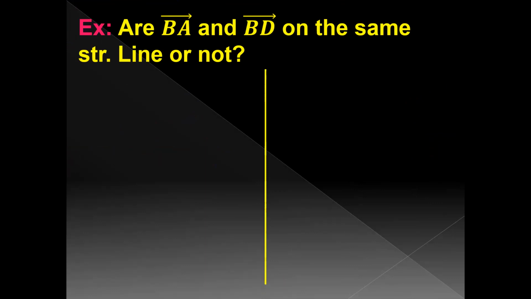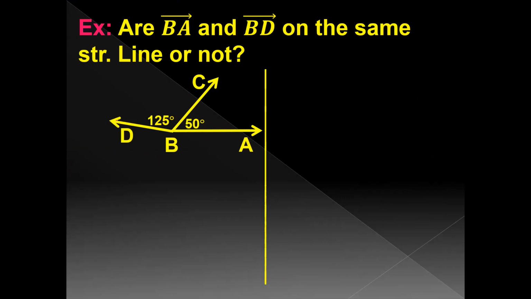Are BA and BD on the same straight line? We say that a straight angle measures 180 degrees. So if the sum of the measures of two angles is not equal to 180, the two angles are not on the same straight line, or the two rays are not on the same straight line.